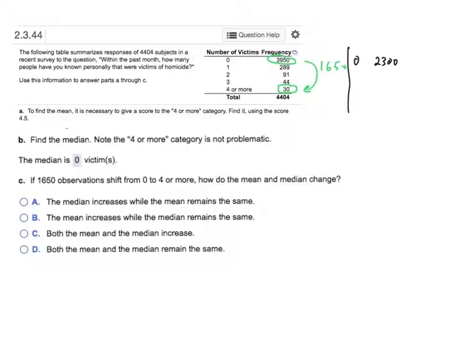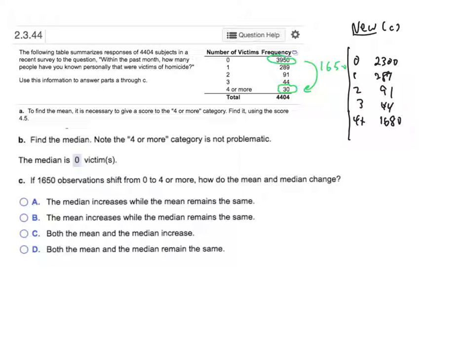Because I just reduced 3,950 by 1,650. I just subtracted. The number in this category, ones, is 289. That's the same. The number of people who said 2 is still 91. The number of people who said 3 is still 44. But now, in this hypothetical situation, the number that say 4 or more, 4 plus, is not 30, but 1,680. So I added the 1,650 people to that last category. So this is the new table they're asking us to consider for part C. And what they're asking is, what changes when you do that? Well, if you can't quite tell, just do the calculations again.